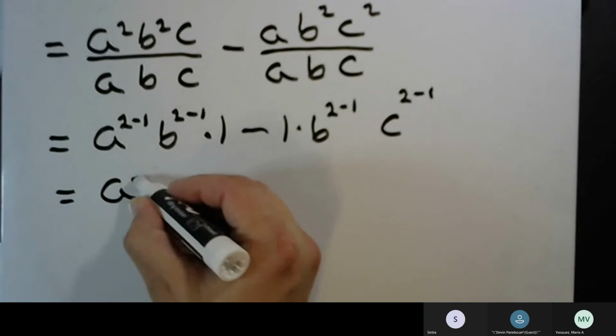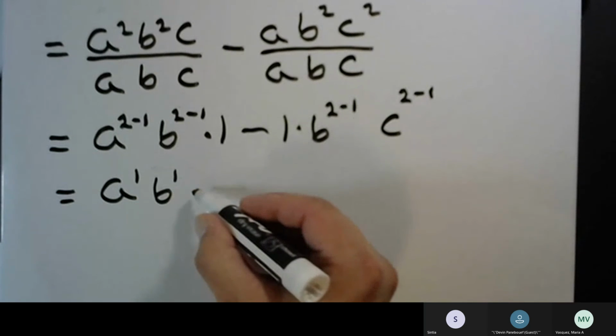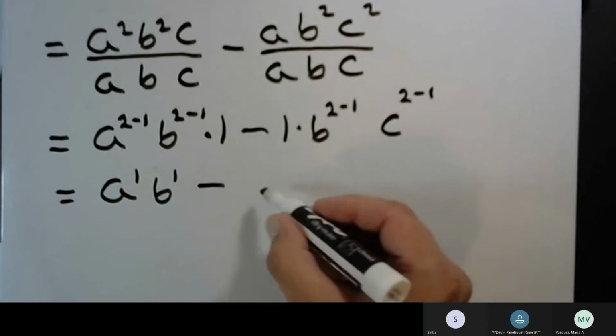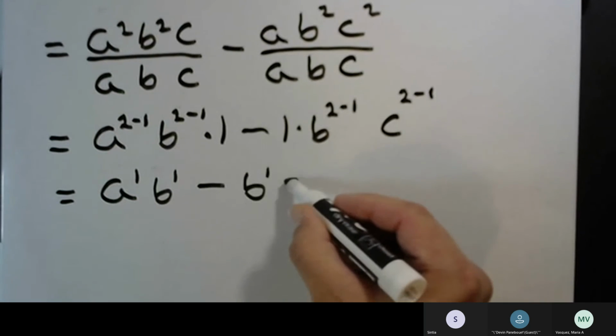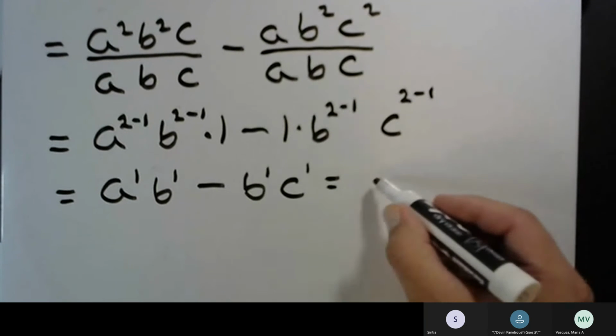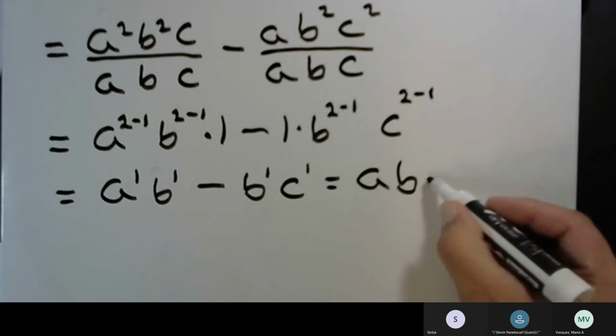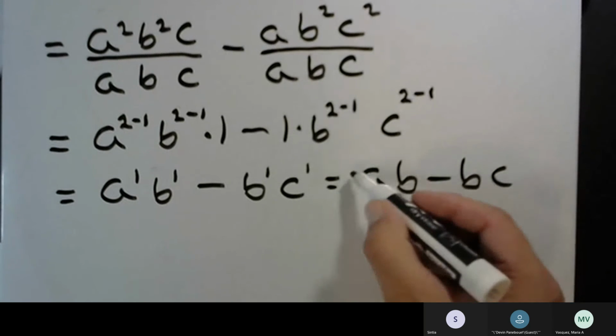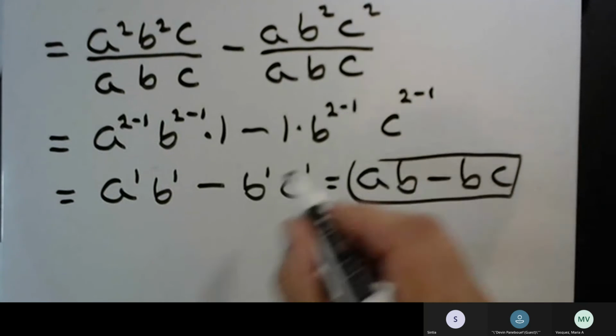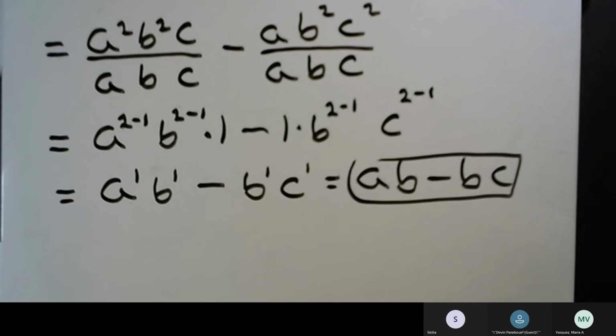We get a to the 1, b to the 1 times 1 minus b to the 1, c to the 1, or a times b minus b times c. And that's going to be your answer. Questions about that?